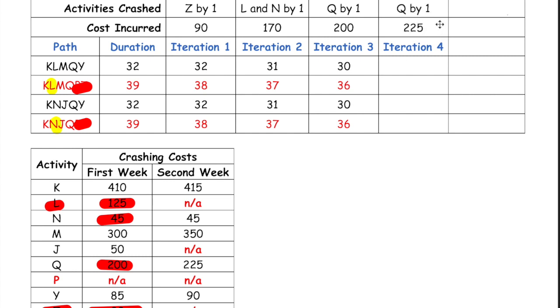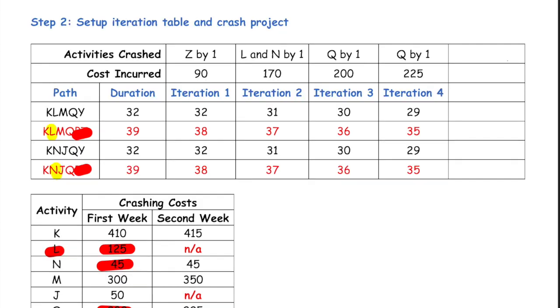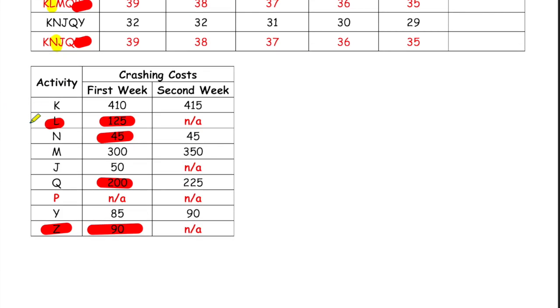The cost is 225 this time, but it is still less than the penalty of 375, and so this iteration should be completed. Every path contains Q, and so the duration of every single path is now going to be lowered by 1 time period. At the end of this iteration, because we've crashed Q by 1 more week, we have now exhausted by how much we can accelerate activity Q, and so Q would be cancelled out as well.